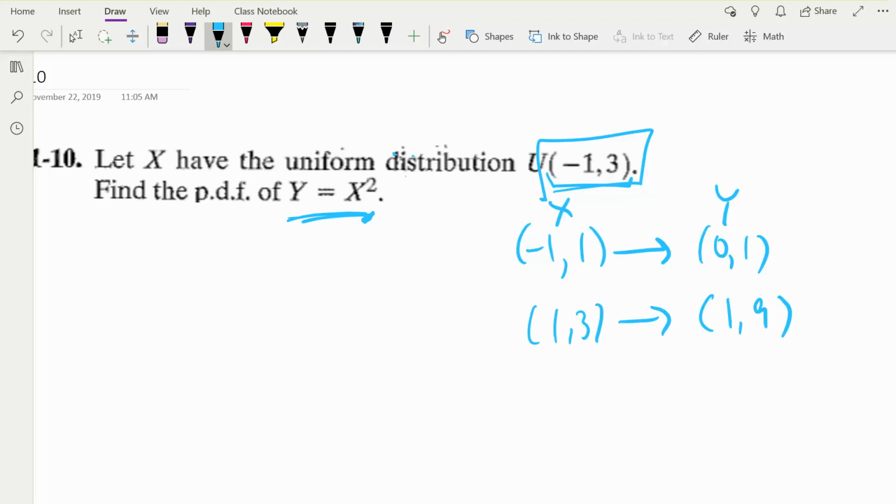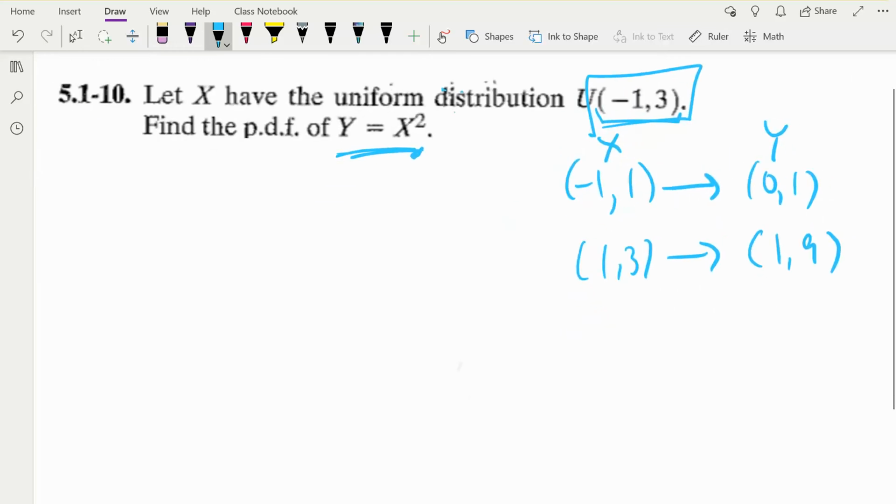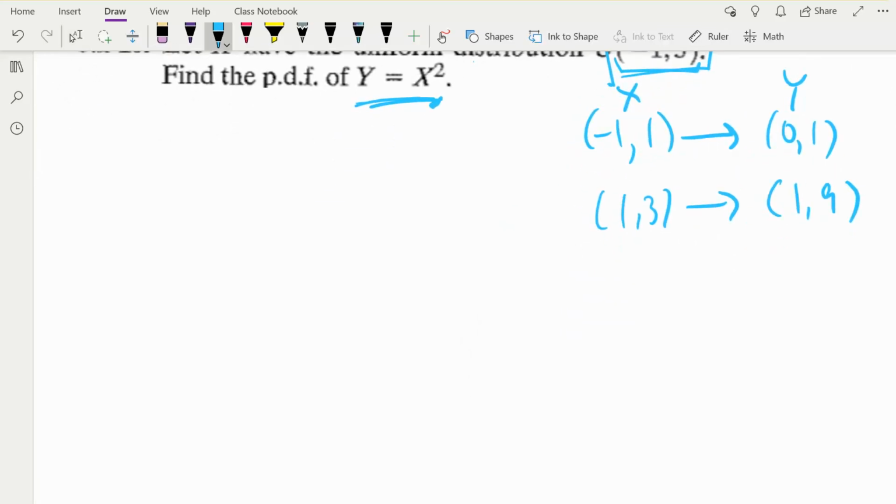Right? When I square a number between 1 and 3, I know it has to be between 1 and 9. And if I go the other way, I know it had to start between 1 and 3. If I start between 0 and 1, I don't know if I was between 0 and 1 to start with or between -1 and 0. That's why I have to handle them separately. Okay? So this is going to end up being a piecewise defined function at the end for our PDF. Let's see why.